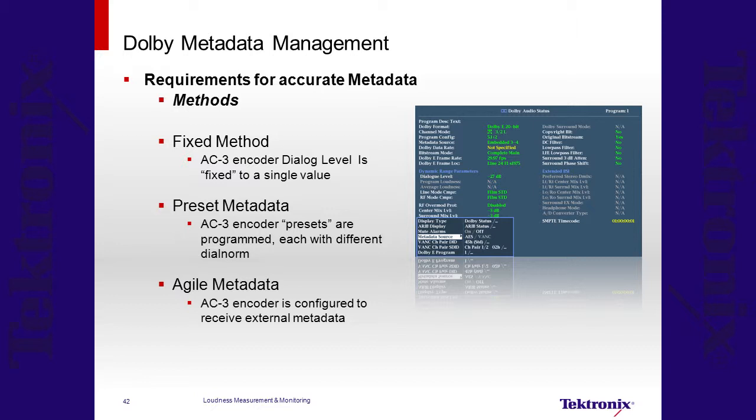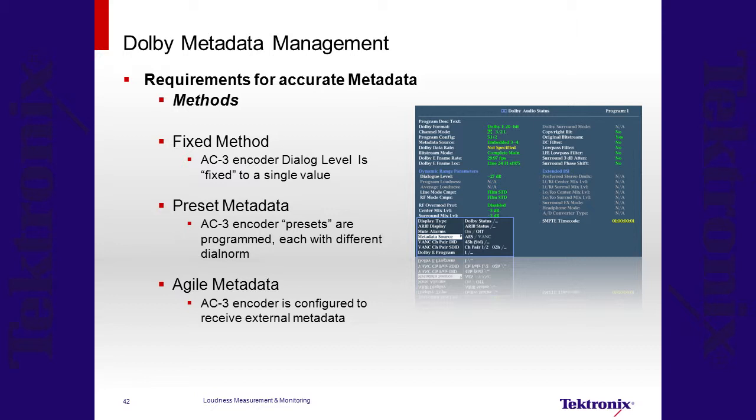The fixed method sets the dialogue level to a single fixed value. The second preset method allows the encoder to be programmed with different dial norm values based on presets loaded to the equipment. The agile method allows the encoder to be configured by receiving external metadata that programs the equipment. Any one of these approaches will deliver consistent loudness to the listener. The broadcaster is free to use one of these methods that best suits their operational practices.